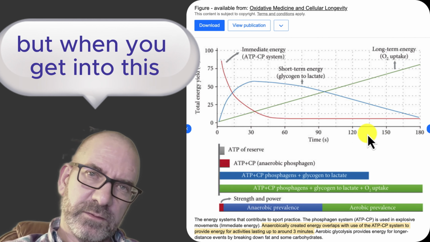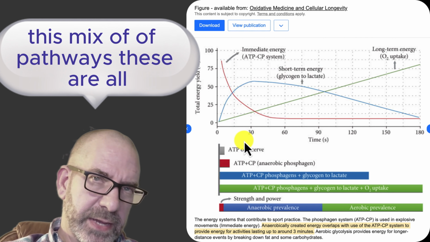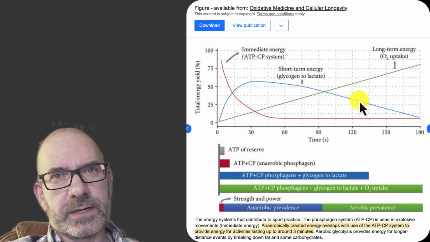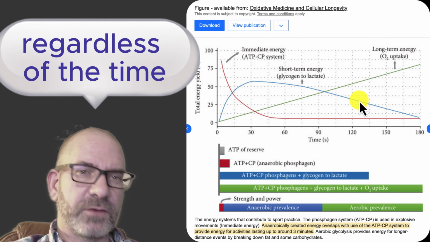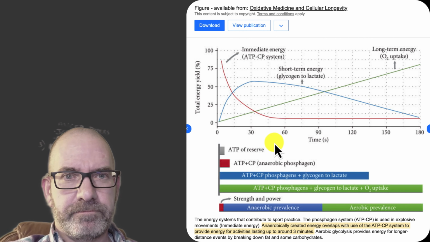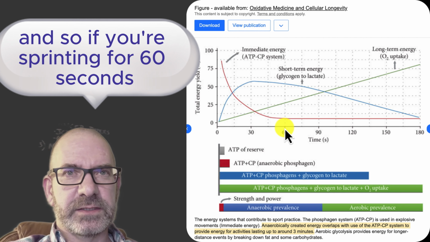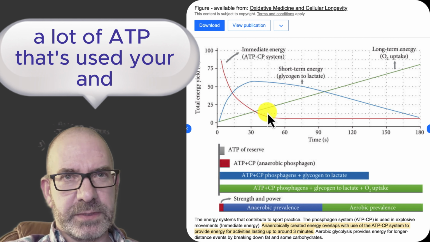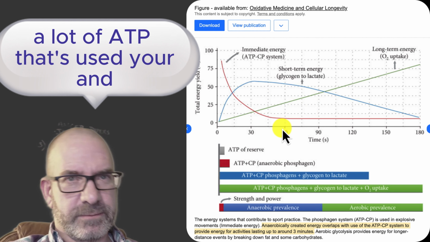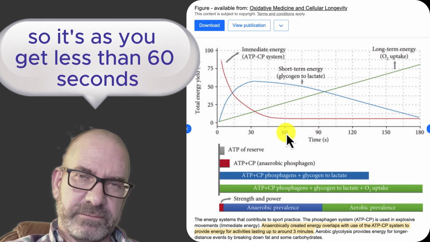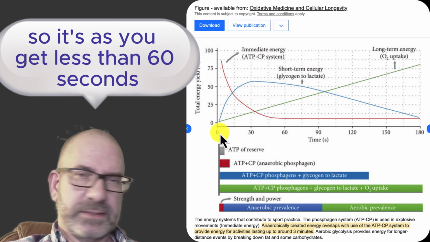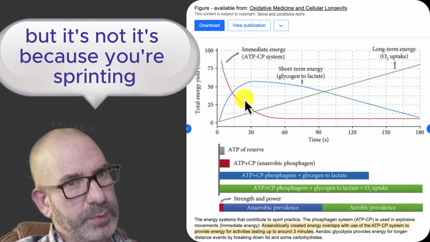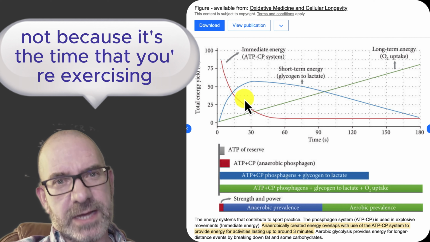But when you get into this mix of pathways, these are all dependent upon the exercise intensity regardless of the time. And so if you're sprinting for 60 seconds, there's going to be a lot of glycogen, a lot of ATP that's used, and as you get to less than 60 seconds, you're getting more into this, but it's because you're sprinting, not because of the time that you're exercising.